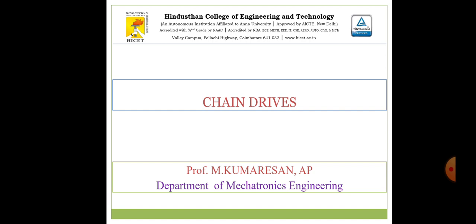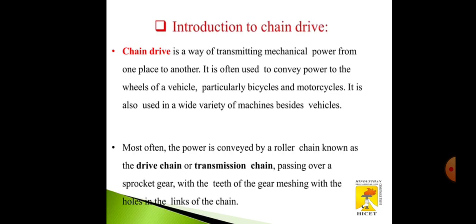We will see the topics about chain drives. First, introduction to chain drive. Chain drive is a way of transmitting mechanical power from one place to another. It can be used to convey power to the wheels of vehicles, particularly bicycles and motorcycles. It is also used in a wide variety of machines.